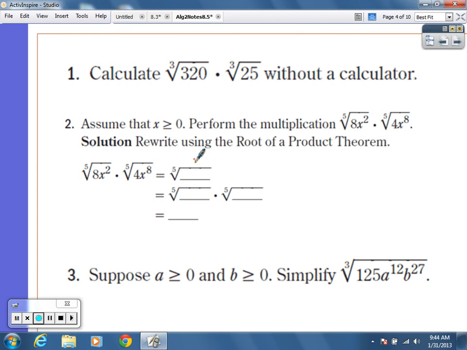First of all, I always hate how they say without a calculator and then give you such large numbers. The cube root of 320 times the cube root of 25. What they want us to do here, and I don't think everyone would do this in their head without a calculator, is take that to the cube root of 320 times 25. It is legal to put those underneath the radical together because they are both cube roots, because this would be like 320 to the 1/3 and 25 to the 1/3.